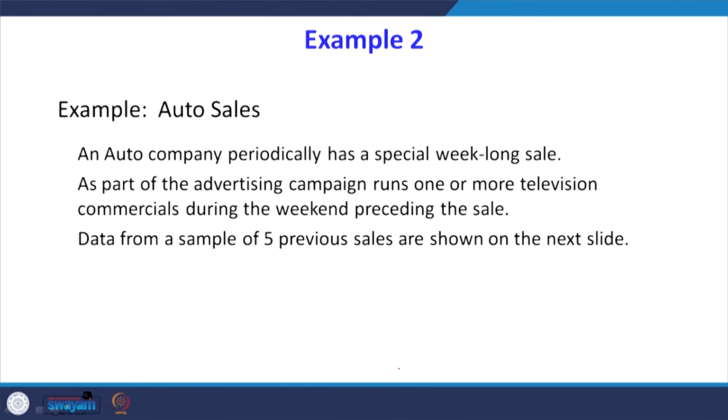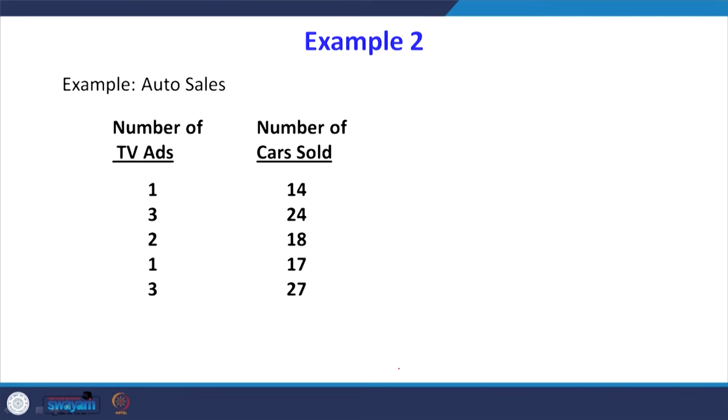An auto company periodically has a special week-long sale. As a part of the advertising campaign, it runs one or more television commercials during the weekend preceding the sale. Data from a sample of 5 previous sales are shown in the next slides.